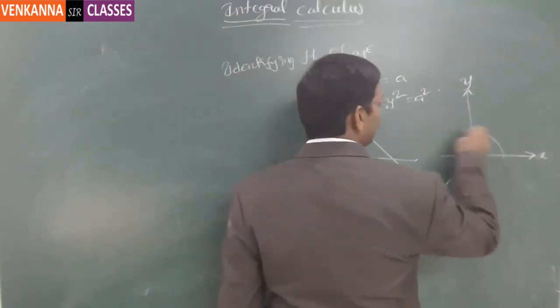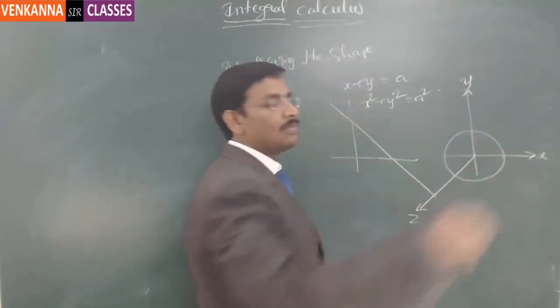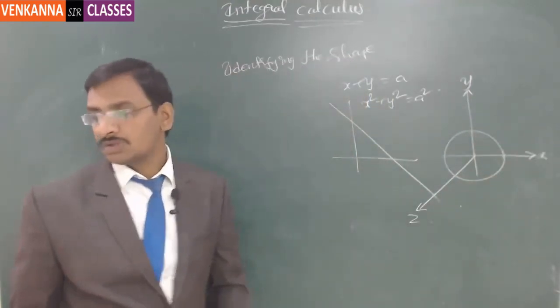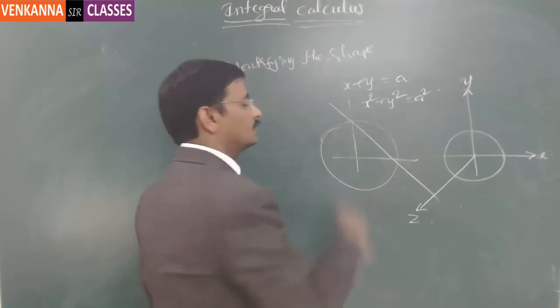So in the xy plane it will be a circle, but this cylinder is extended from minus infinity to plus infinity of z value. So here it will be a simple circle like this. So that is the difference.